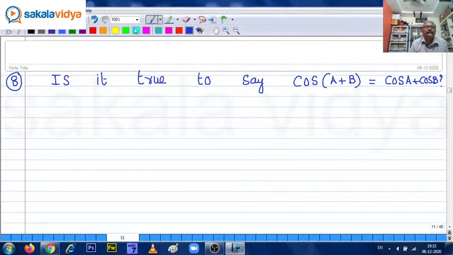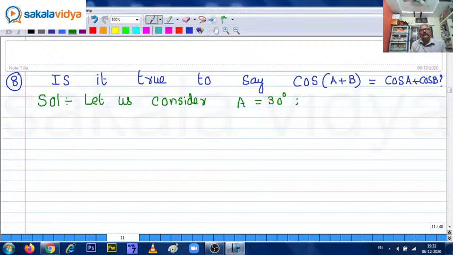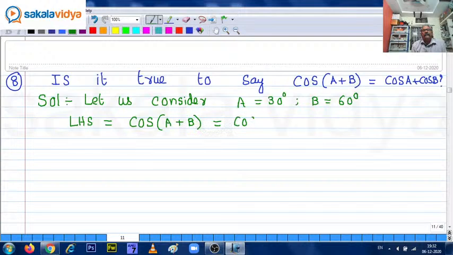Okay, solution. Let us consider A is equal to 30, B equals 60. It is not the formula for compound angles. Now left hand side, cos of A plus B. So this is cos of 30 degrees plus 60, cos 90. Obviously cos 90 is 0.